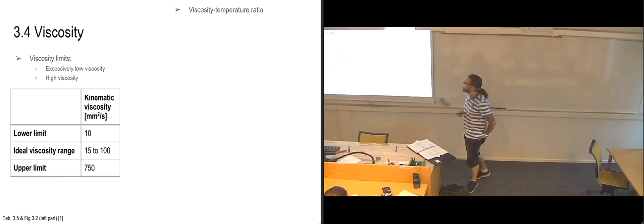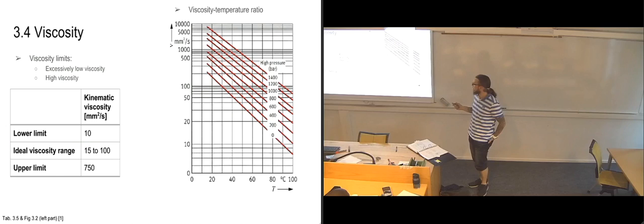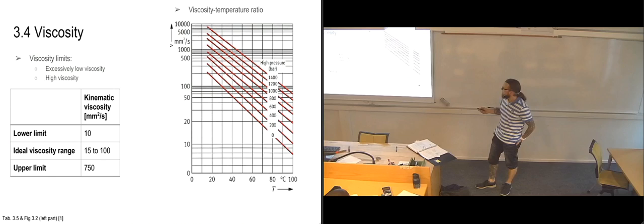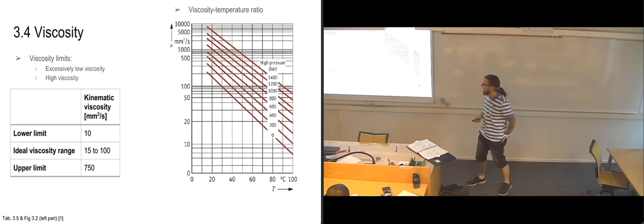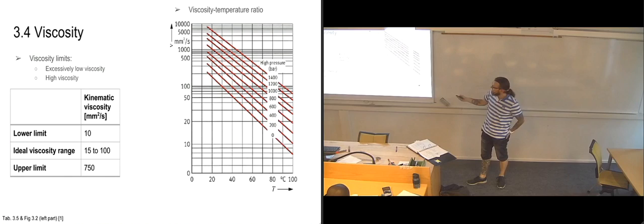So we're also going to look at the viscosity temperature ratios. And this is the left part of figure 3.2. And here we can see we have increasing temperature along the x-axis, and we have increasing kinematic viscosity along the y-axis. And as you see, when the temperature is going up, if we stay at 200 bar of pressure, which is this line, we can see the kinematic viscosity is decreasing quite rapidly, actually, with increased temperature.